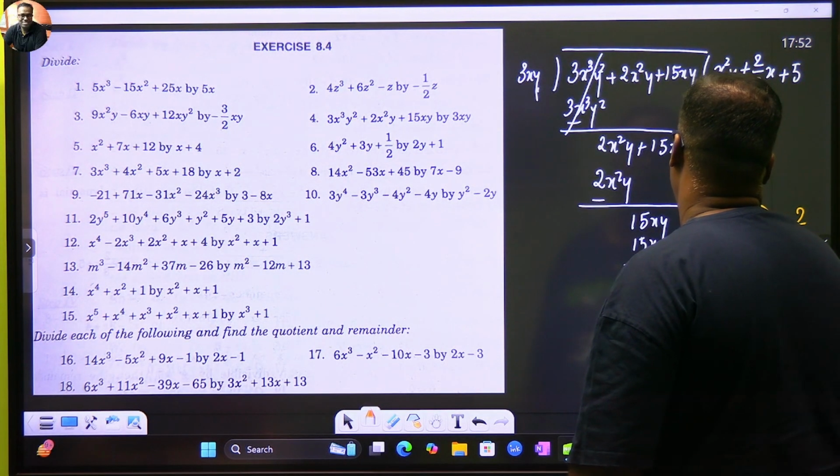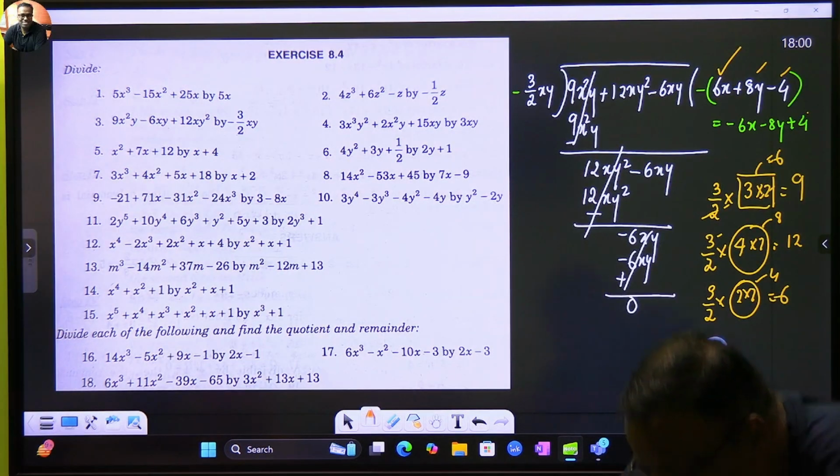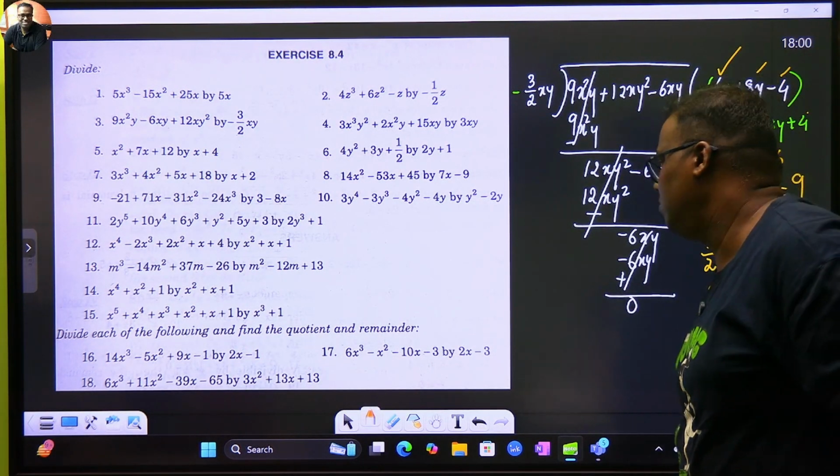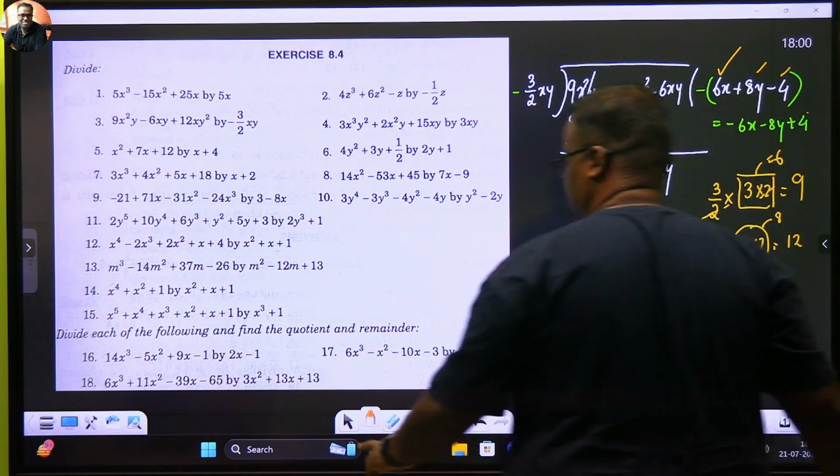15xy. That's it. Sunday we have our class in the morning hours, but most probably in the morning I have to go to the hospital for some tests.